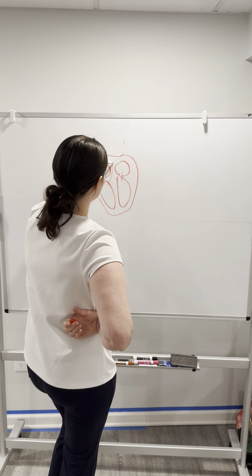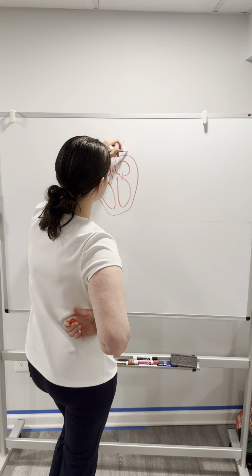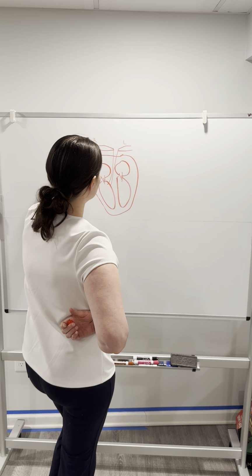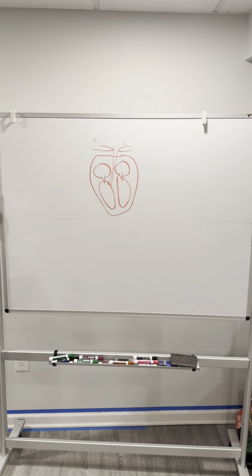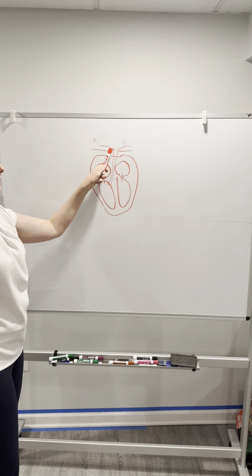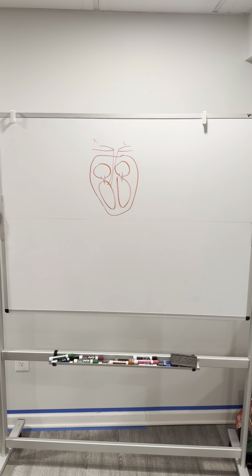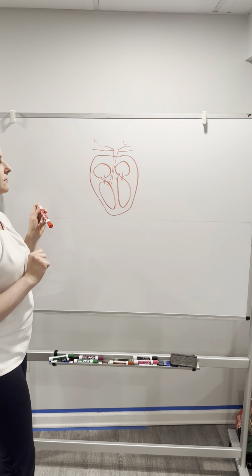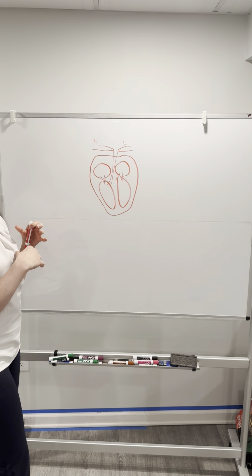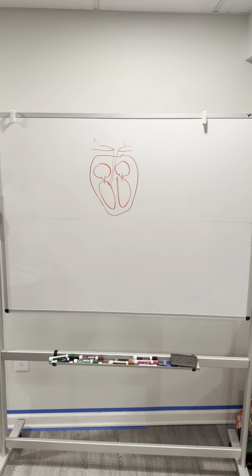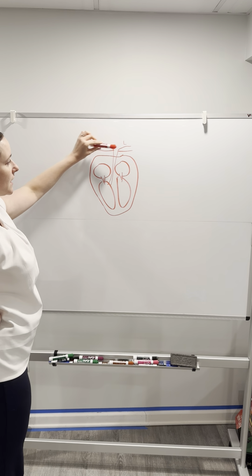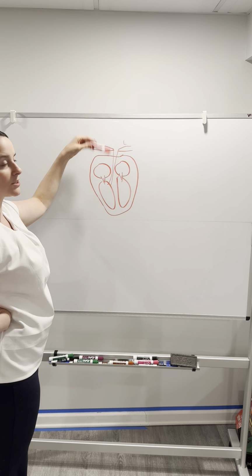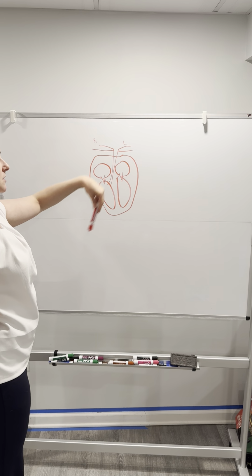We have a pulmonary trunk here, and that separates into the right and left pulmonary arteries. Now these are some of the only arteries that contain oxygen-poor blood. Arteries always move away from the heart, A for away, and veins always move back toward the heart. But these arteries contain oxygen-poor blood. All the other arteries contain oxygen-rich blood that's going to be pumped to the rest of the body.